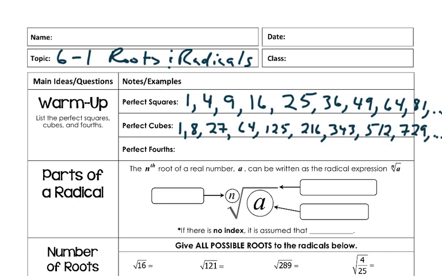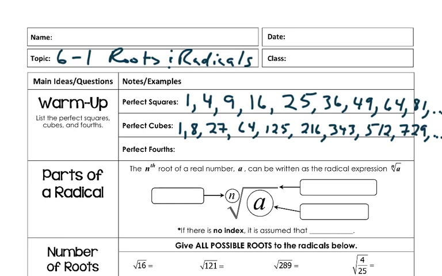So, you guys know what perfect cubes are. You know what perfect squares are. 1 times 1 is 1. 2 times 2 is 4. 3 times 3 is 9, as we see here. 4 times 4 is 16. That's how we get our perfect squares. 1 times 1 times 1, right, for perfect cubes is 1. 2 times 2 times 2 is 8. 3 times 3 times 3 right there is 27. Okay, so we can see why we call those perfect squares and perfect cubes.